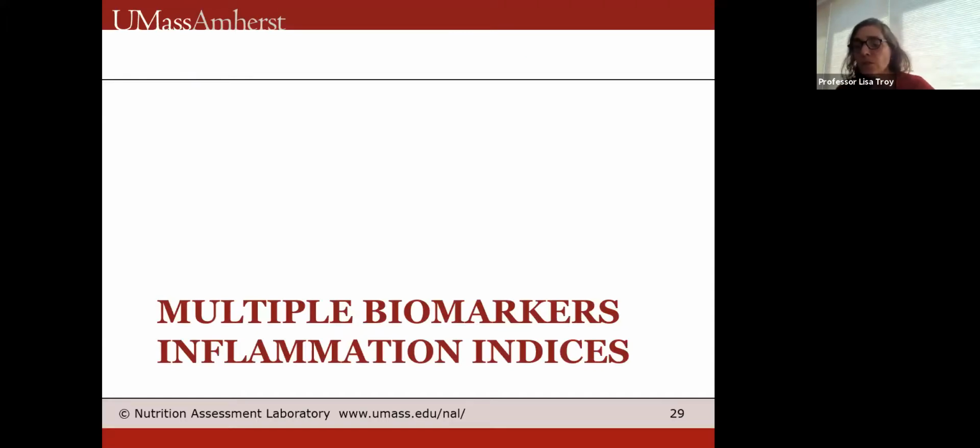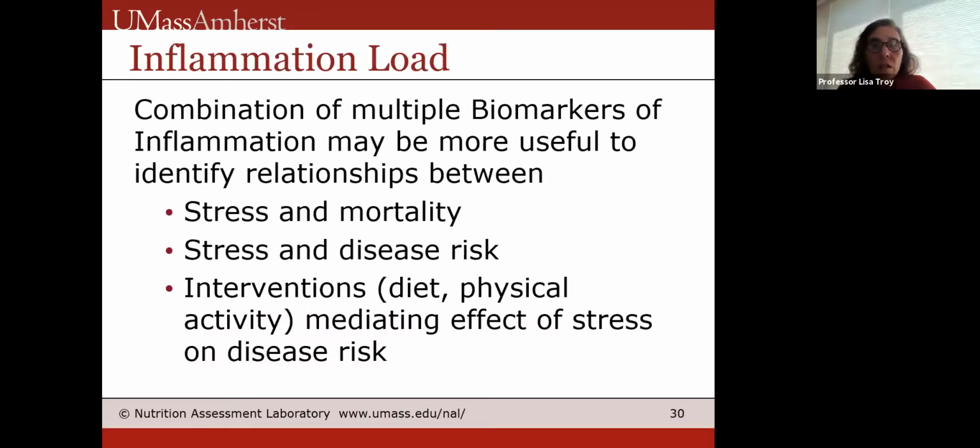All right. So that was your quick overview of some of these biomarkers. Now I'm going to do a little bit on multiple biomarkers and why I think those indices might do better at understanding and interpreting your results. There are a number of studies that have looked at stress and mortality, stress and disease risk, and also at interventions that could mediate the effect of stress on disease risk. There's the anti-inflammatory diet, and there is physical activity that we spoke about, and we're going to look at some of the studies on diet as well here.